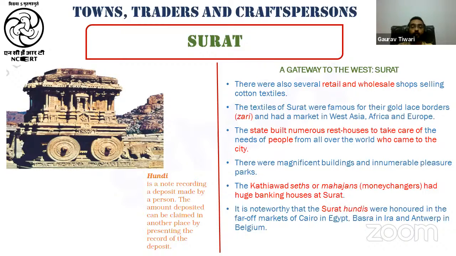The textile of Surat was also famous for their gold lace borders. Zari का काम बोलते हैं इन्हें. Gold lace border, they are known as zari, and it was famous in West Asia, Africa, and Europe.